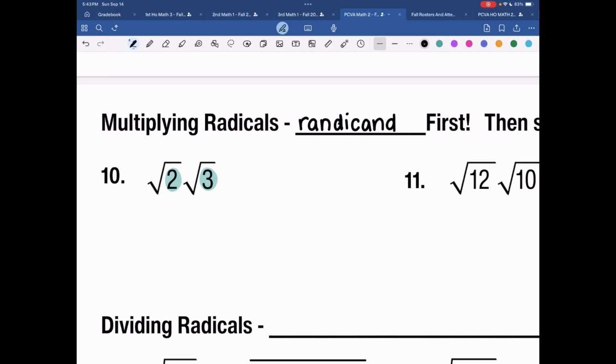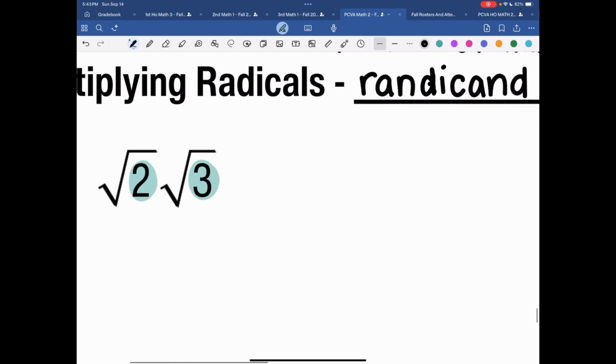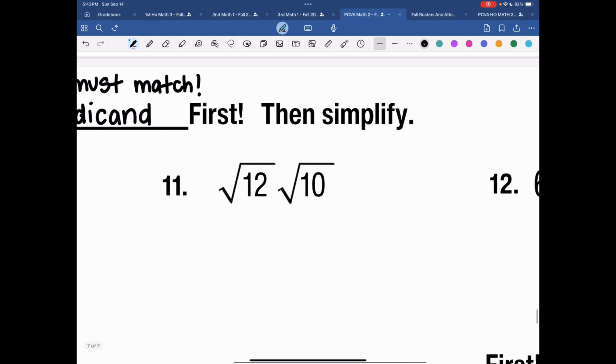Now, these have to match as indexes, so the indexes have to match. So index must match. Okay, that's very important. These are both square roots because we don't see them. So if we multiply those together, we get the square root of 6. Now 6, there's no way to break 6 down any further with a perfect square, so that's going to stay the same.